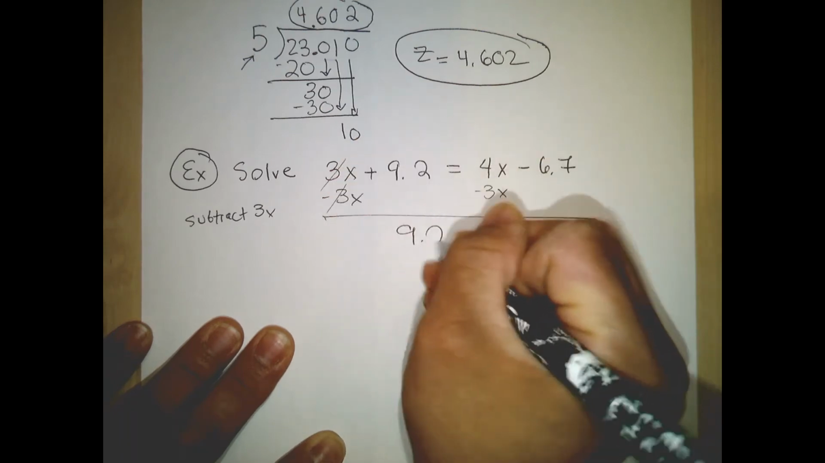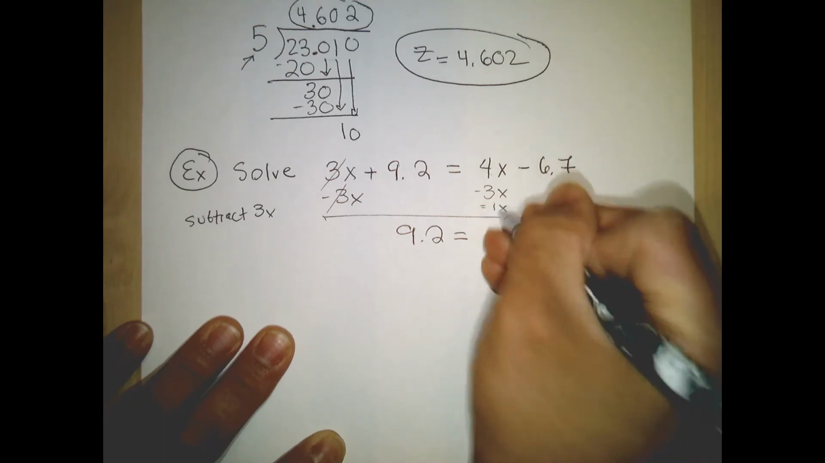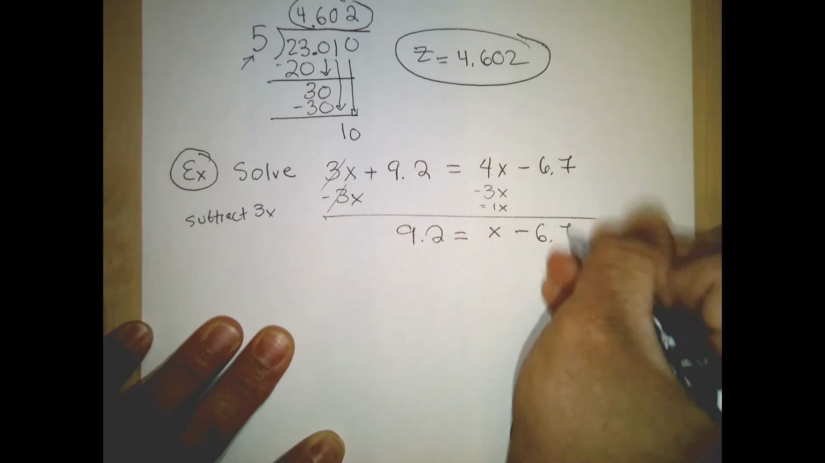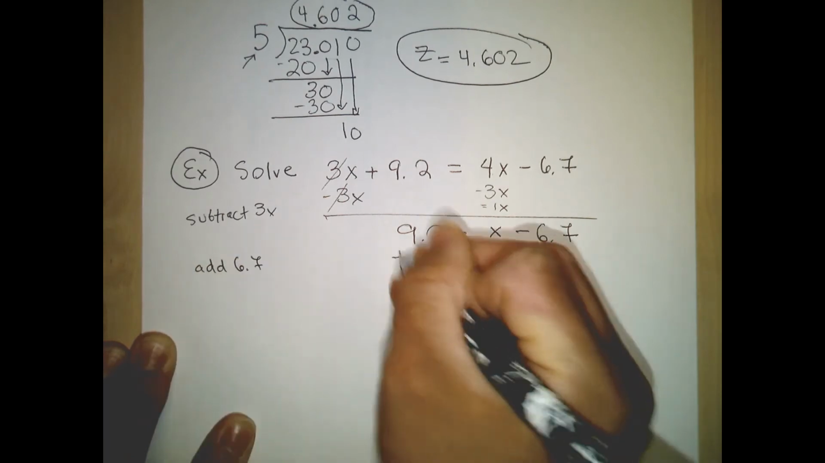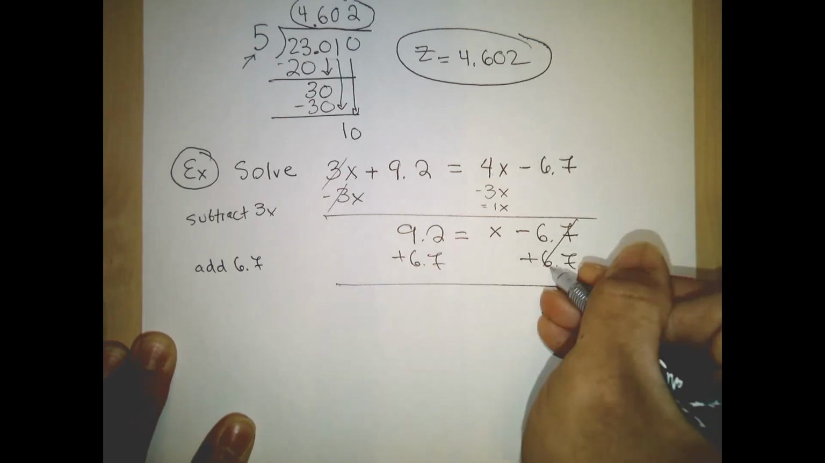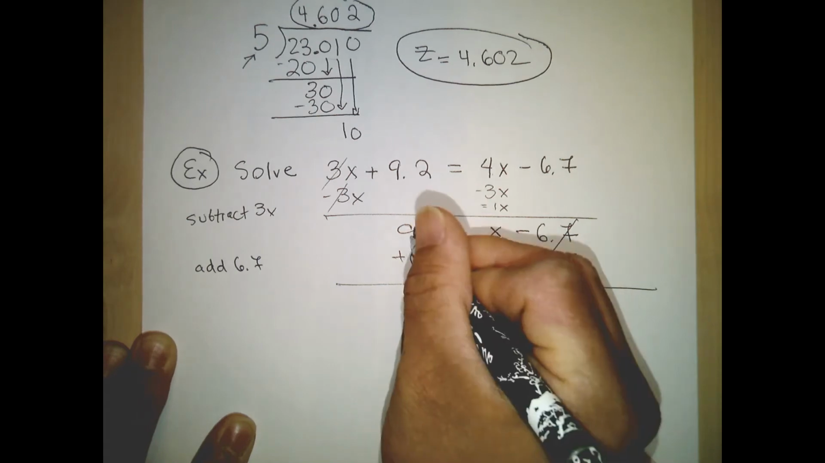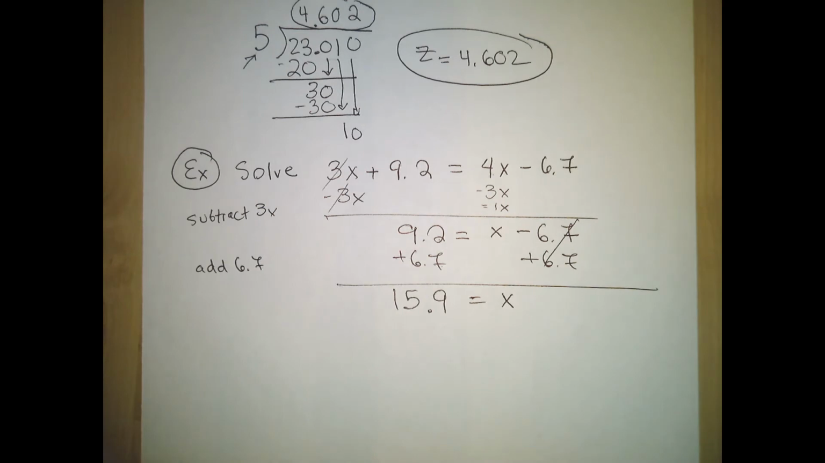And then we have 9.2 equals 4x minus 3x is equal to 1x, or we can just write x because 1 times x is x. Then we have minus 6.7. Then we are going to add the 6.7 to each side of the equation. And so this 6.7 zeroes out. So we have 2 plus 7 is 9, and 9 plus 6 is 15. So x is equal to 15.9.